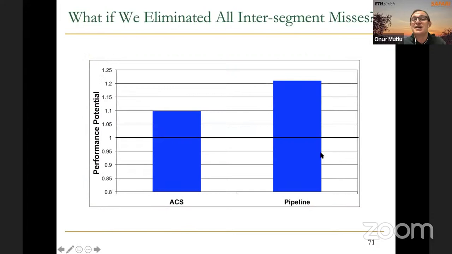And we look at, what if we eliminate all inter-segment misses? Take this with a grain of salt, because I don't think the study actually shows the full potential of mechanisms. But you can see that on some workloads, if you get rid of all inter-segment misses, you get about 10% performance. If you get rid of all inter-segment cache misses in pipeline parallel workloads, you get 20% performance. And I'm going to show you a mechanism that gets almost all of the performance improvements of eliminating inter-segment cache misses. And actually, this problem scales worse into the future as you increase the number of cores, as we will discuss. So the numbers may not be that dramatic over here.